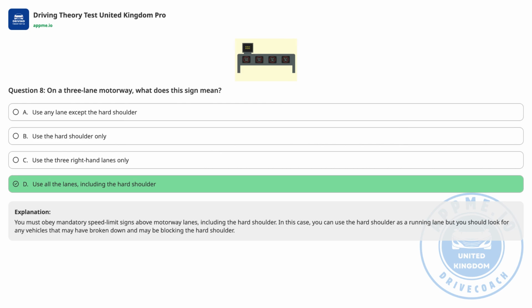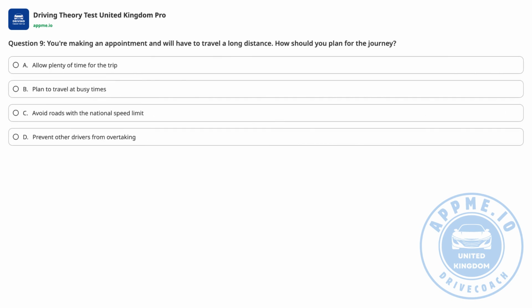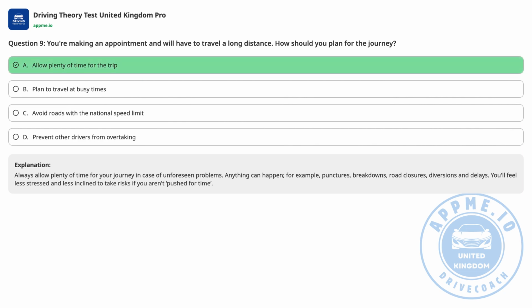Question 9. You're making an appointment and will have to travel a long distance. How should you plan for the journey? A. Allow plenty of time for the trip. B. Plan to travel at busy times. C. Avoid roads with the national speed limit. D. Prevent other drivers from overtaking. The correct answer is A.